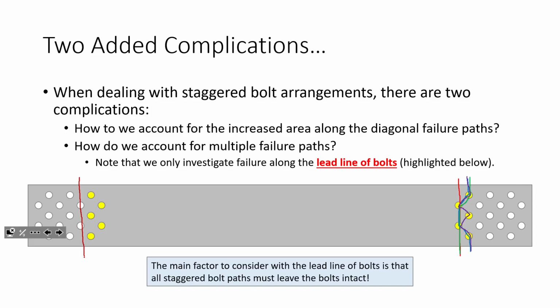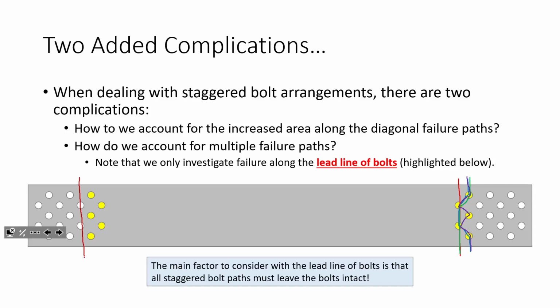Now, if you want a simple way of looking at it, imagine that this member was turned up like this, and you were standing here. If you looked, which bolts are you going to see? Those bolts. Does that make sense? Those are the bolts that are on the lead line.